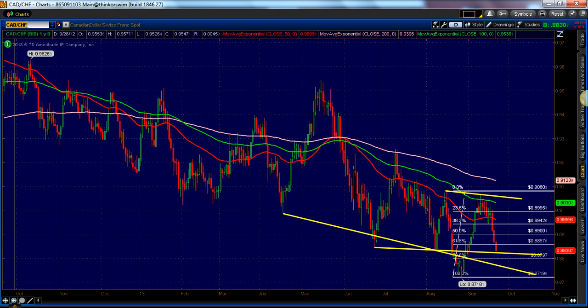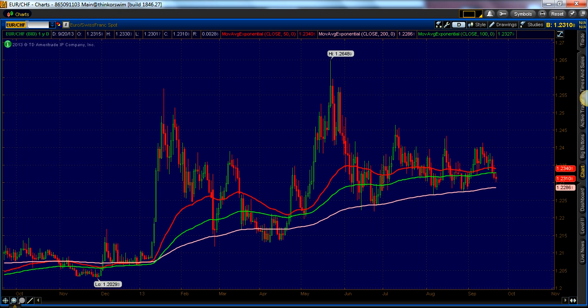But in general, I do very much like Swiss pairs to the upside because I don't particularly like being long the Swiss franc. And I think that we may see that risk-on correlation come back if we get some positive developments in the U.S. equity markets. We may see Swiss pairs rally.